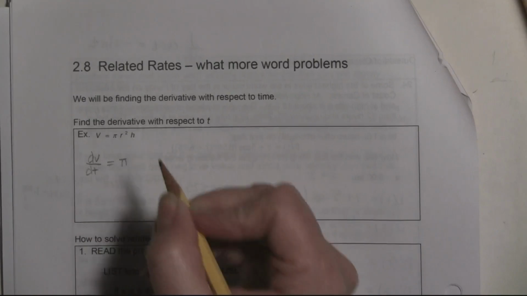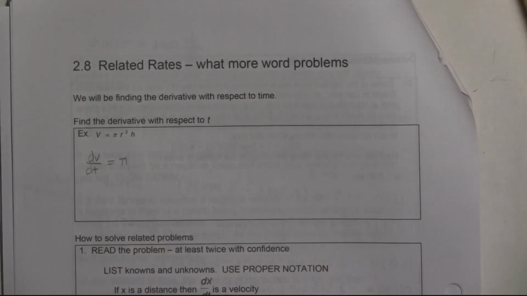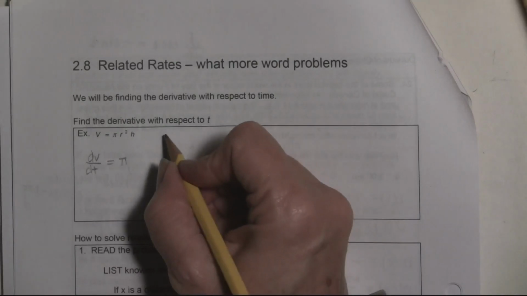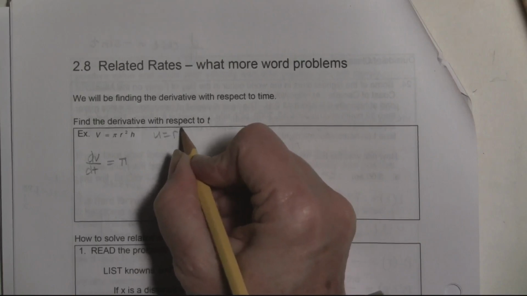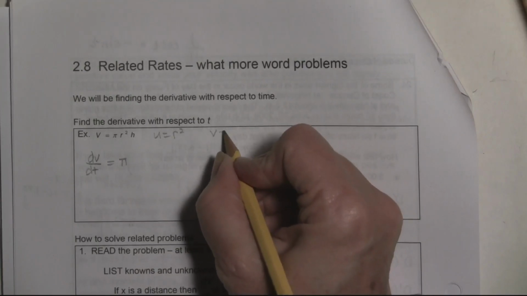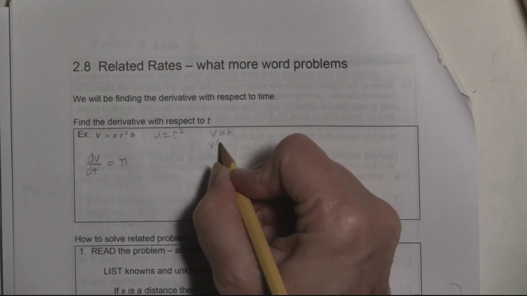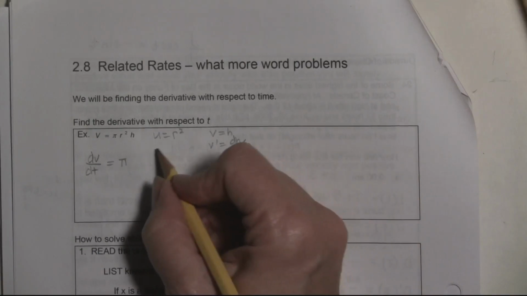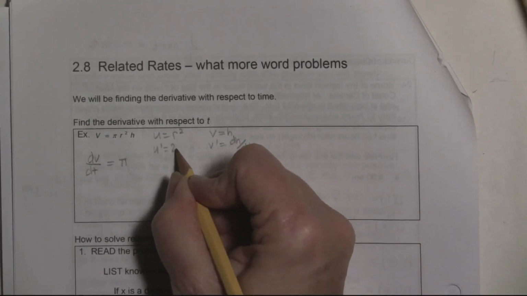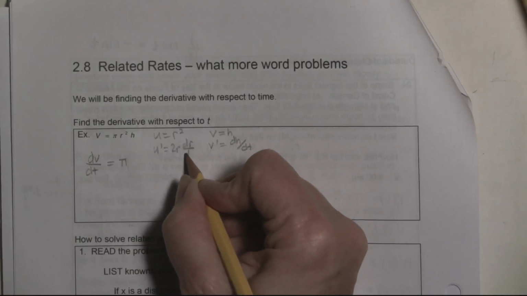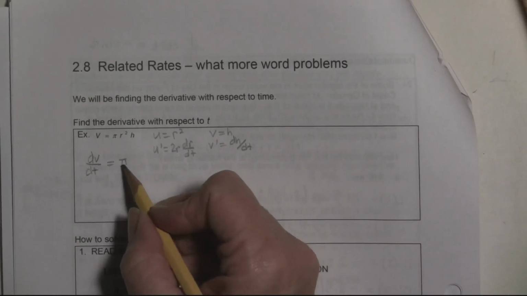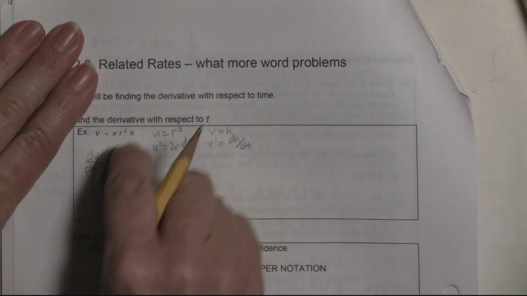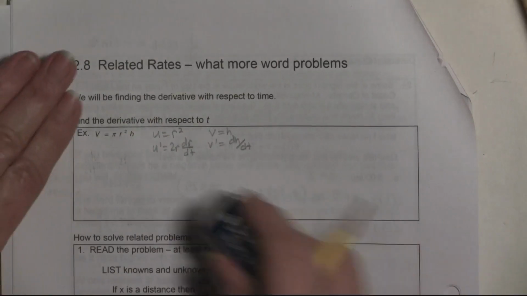Pi is a constant, so I'll leave pi right there. Then I would be taking the derivative of r and the derivative of h. Since they're being multiplied together, I'd have to use the product rule. So my u would be r squared, and my v would be h. So v prime would be dh dt, and u prime would be 2r dr dt. Because I have my pi out here, I need to move this down a little bit.